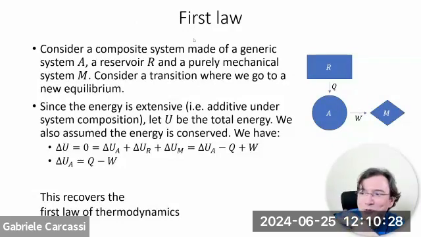The first law. So you recover the first law because the energy, as we saw, is constant. And since it's an additive, extensive quantity, the difference in energy is going to be the sum of the different contributions. One of the contributions is going to be the heat. The other one is going to be work. The other one is the change of energy of the system. And so you simplify: delta U is equal to Q minus W.